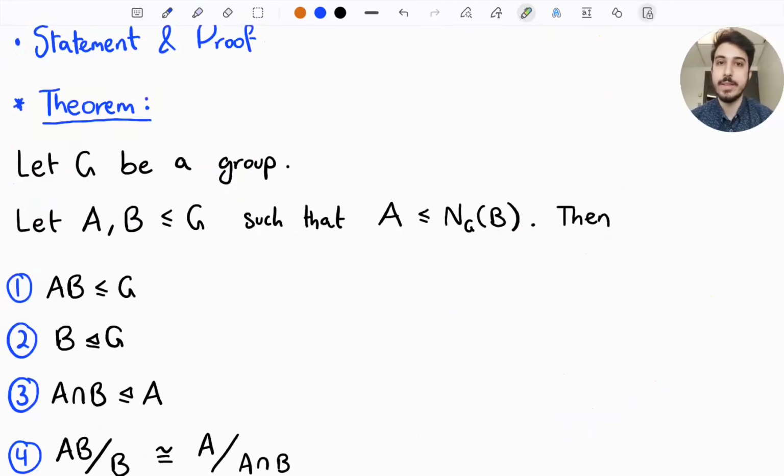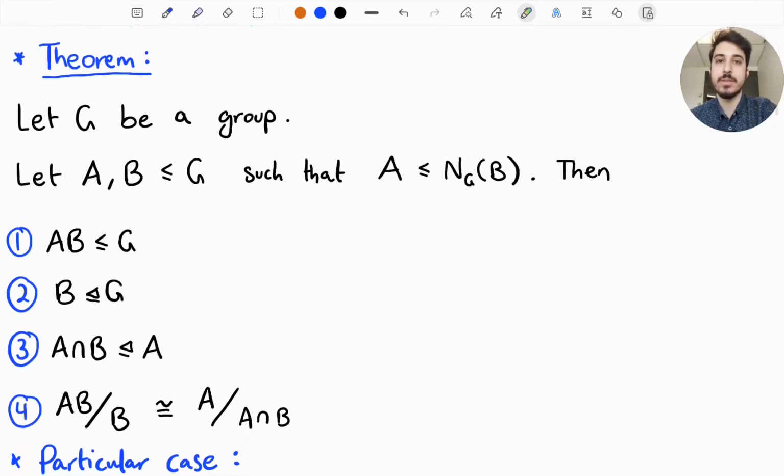Let us now officially state the second isomorphism theorem. Let G be a group. Let A and B be two subgroups of G, such that A is a subgroup of the normalizer of B in G. Then we have the following results. AB is a subgroup of G. B is a normal subgroup of AB. A intersect B is a normal subgroup of A. And lastly, and most importantly, the isomorphism that we've talked about.